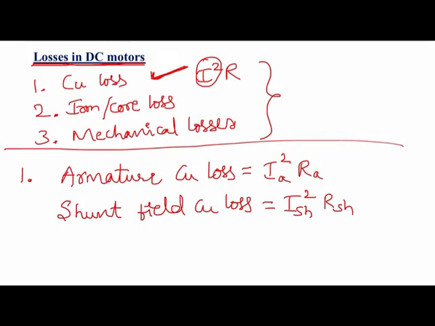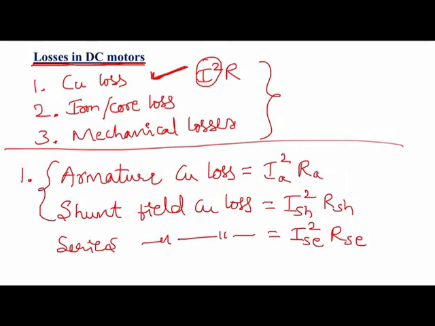Similarly, if we consider the series motor, there will be a series field winding. So the series field copper loss is given by the current flowing through the series field winding Isc square into the resistance Rsc. These are the copper losses that occur in a DC motor. If you particularly consider the DC shunt motor, only two losses will be there: armature copper loss and shunt field copper loss.